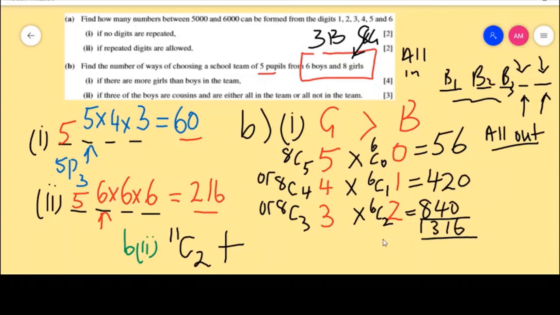Again, 1, 2, 3, 4, 5. If all of them are out, it means I have removed those 3 boys because they're out. I'm left with 3 boys and 8 girls. So I'm going to go 11 again. I'm going to choose 5 this time because I'm choosing everyone and I don't have anyone in my selection. If I do that, I've got 517.